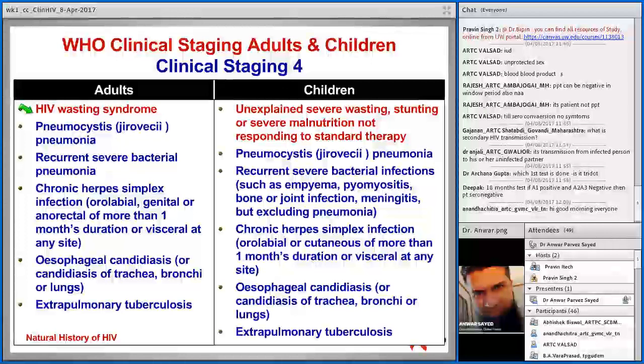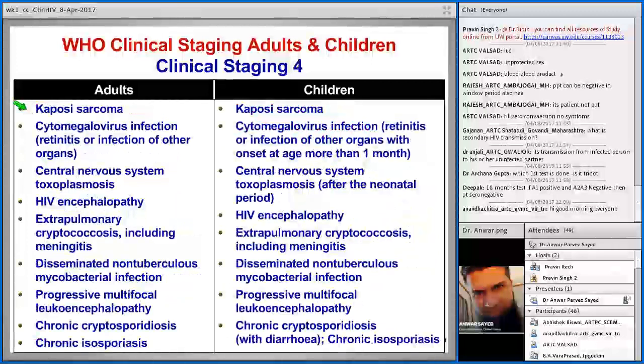Now the first of the stage 4 conditions is wasting syndrome. I was talking about that, you remember those 3 in sequence: weight loss more than 10%, fever more than 1 month, and diarrhea more than 1 month. So how we define wasting syndrome is weight loss more than 10% plus unexplained diarrhea for more than 1 month, or fever for more than 1 month. So weight loss plus either fever or diarrhea for more than 1 month, this condition is called wasting syndrome.